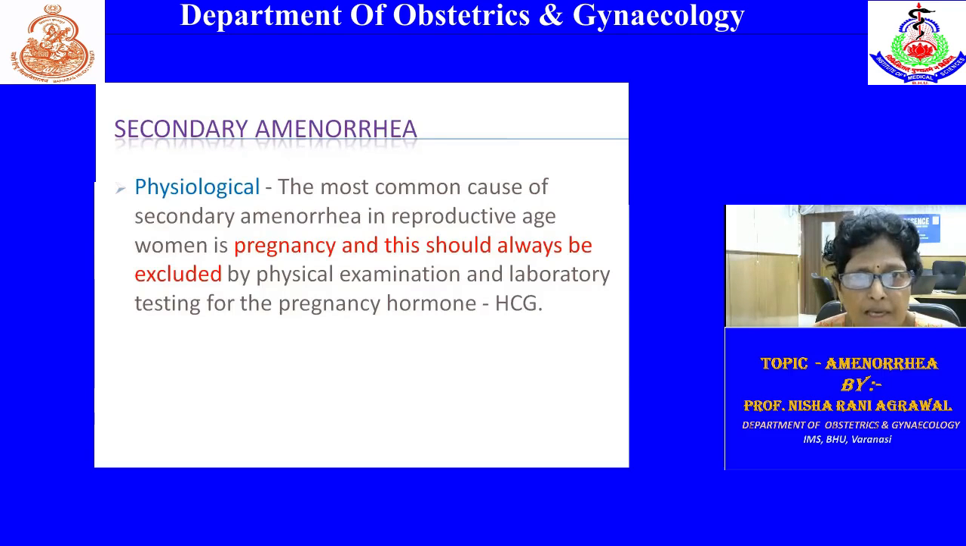Now coming to secondary amenorrhea. Secondary amenorrhea can be physiological. The most common cause of secondary amenorrhea in reproductive age is pregnancy, and this should always be excluded by physical examination and lab testing for pregnancy hormone or pregnancy test, because you should not miss it when you are labeling a patient secondary amenorrhea. Pregnancy should never be missed.